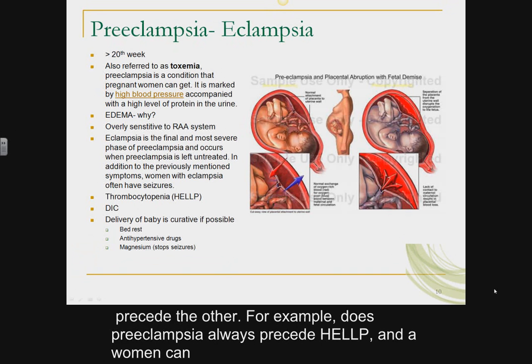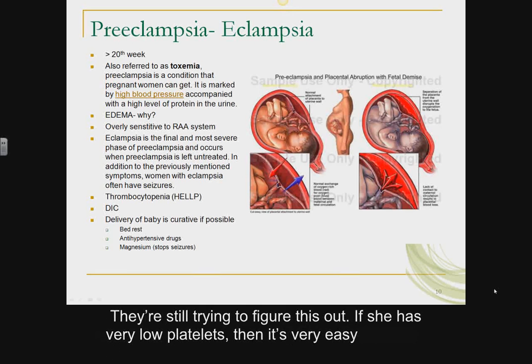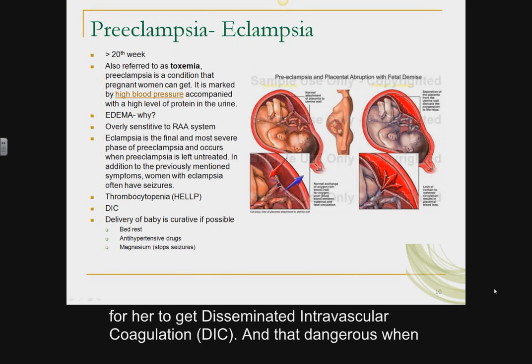And if you read it, you can tell the OB-GYNs are wondering, are these two totally different health issues, or does one precede the other? For example, does preeclampsia always precede HELLP syndrome? And a woman can either get preeclampsia, then eclampsia, or preeclampsia and then HELLP? What's going on? They're still trying to figure this out.